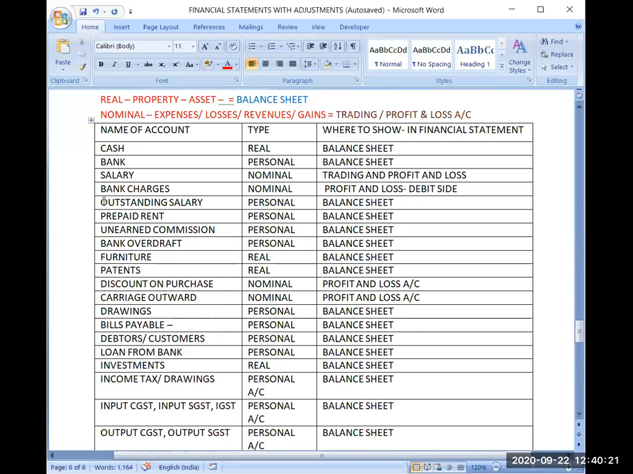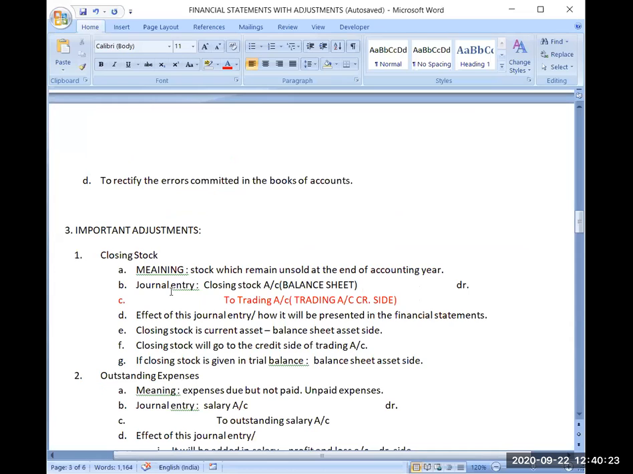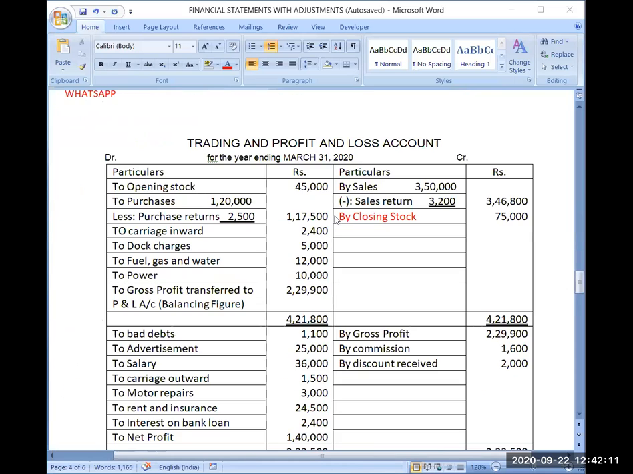So I have made the first adjustment clear, the journal entry for closing stock. For recording the closing stock in your books of accounts, the entry is closing stock account debit to trading account. Closing stock is a real account, that's why it will go to the balance sheet. And trading account is a nominal account, that's why this entry will go to the trading account in this manner, as I have shown it here.